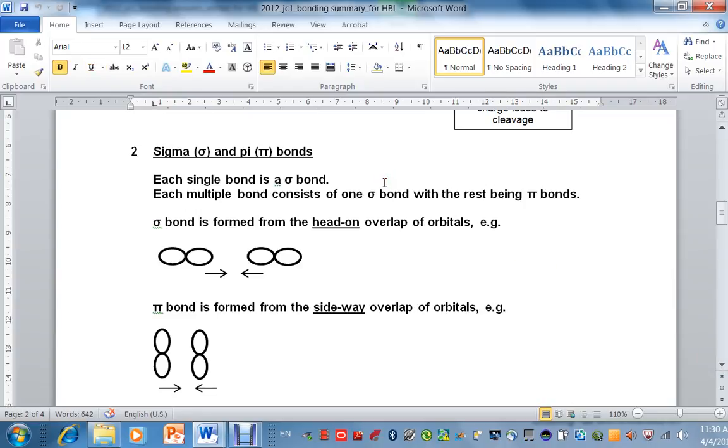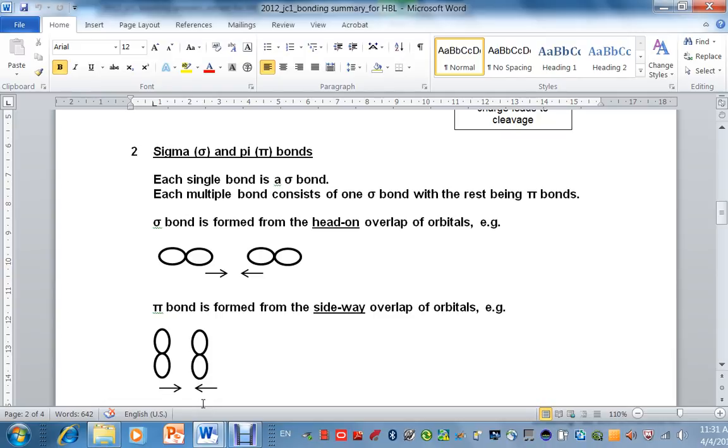Sigma and pi bonds differ in the way that they are formed. If you look at the sigma bond, if the two orbitals overlapping are p orbitals, then that's how they overlap to form a sigma bond. This is what we call a head-on overlap. This is the direction in which the orbitals are approaching each other. Pi bond is formed from a different orientation, from the sideways overlap. You can see for yourself the different orientation for the pi bond.